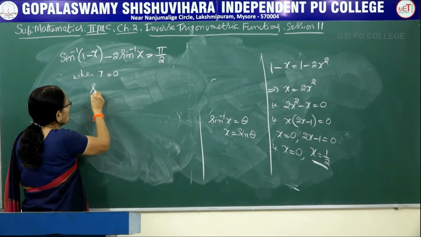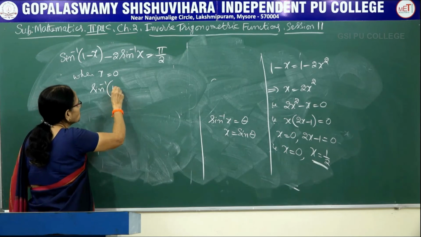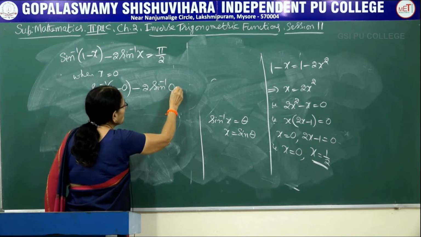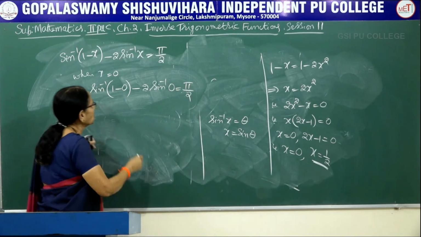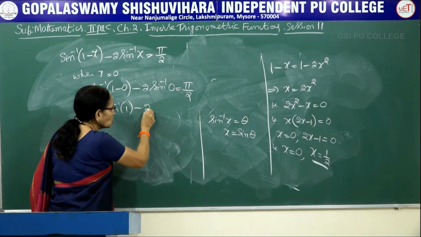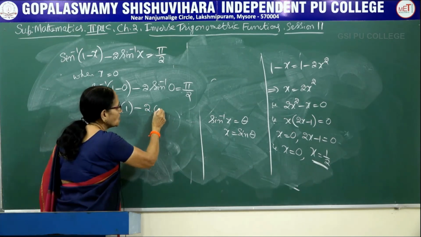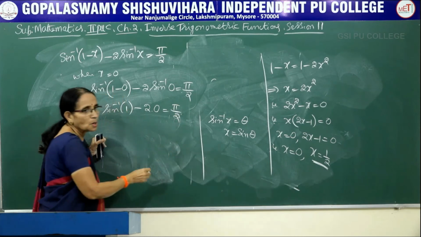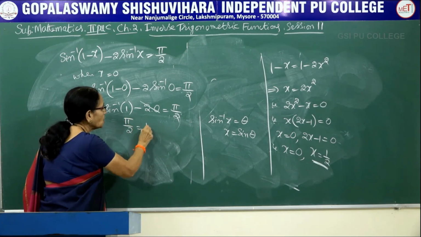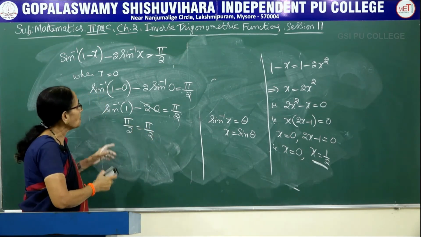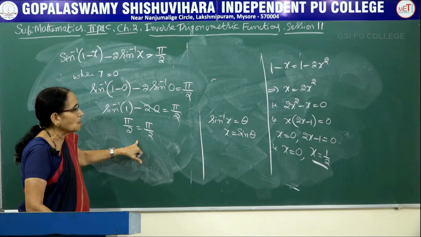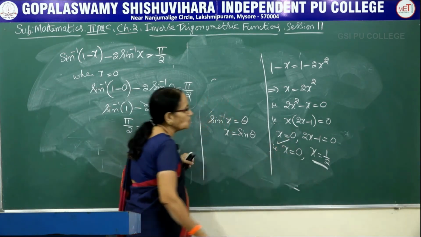Now put x equal to 0 wherever it is present. It is sin inverse of 1 minus 0 minus 2 into sin inverse 0. This should be equal to pi by 2, isn't it? Now this is sin inverse of 1 minus 2 into, what is sin inverse of 0? It is 0, that is equal to pi by 2. Now 0 into anything is 0. What is sin inverse 1? That is nothing but pi by 2, equal to pi by 2. So here when you substitute x as 0, we are getting the left hand side equal to right hand side. So I can say that x is equal to 0 is a solution.